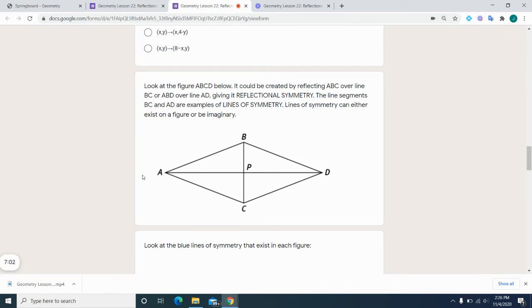Okay? It also has reflectional symmetry across line AD. Because if you take this triangle ABD and flip it over line AD, well, you have this triangle down here, ADC. So it has two triangles on top and bottom that are reflections of each other, and a triangle on the left and right. That's called reflectional symmetry. And then this line, for example, BC and then AD, these are called lines of symmetry, meaning they're lines that you can draw and you have the same figure on both sides.